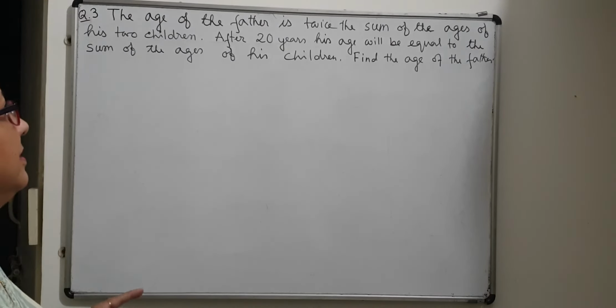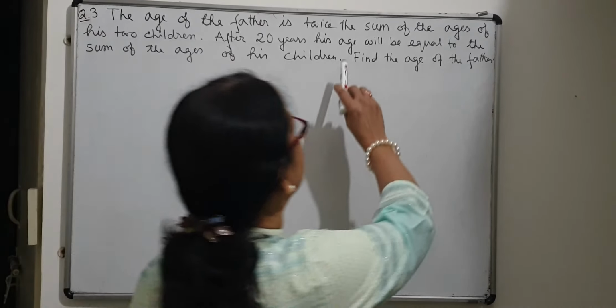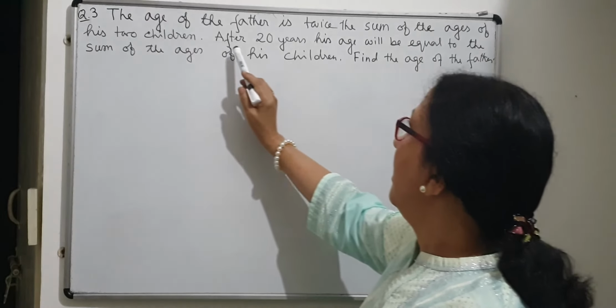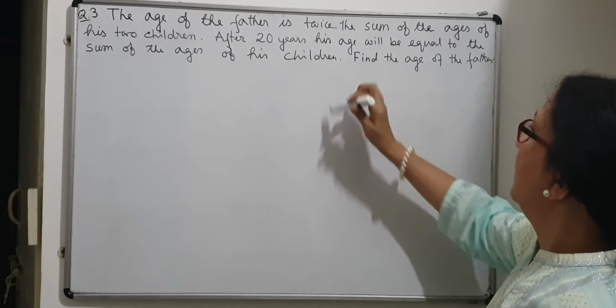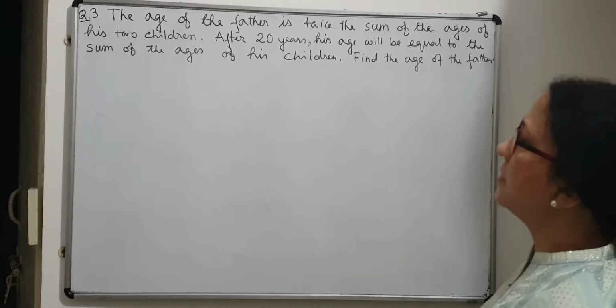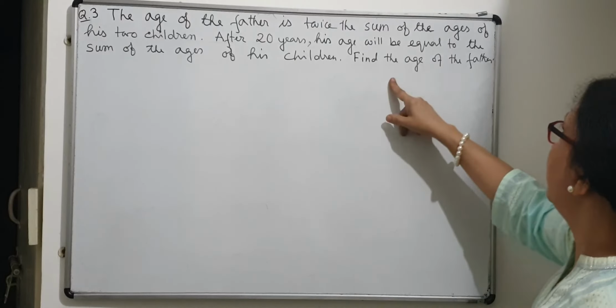Next question. The age of a father is twice the sum of the ages of his 2 children. After 20 years, his age will be equal to the sum of the ages of his children. Find the age of the father.